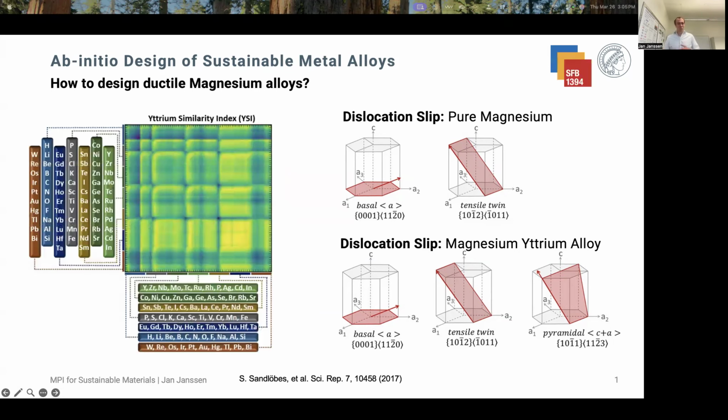Concretely, this means we screened the whole periodic table for other alloying elements, and we look for a ternary alloy. What we show here is the yttrium similarity index, and on the x-axis as well as the y-axis, we iterate over all the different elements in the periodic table. The yttrium similarity index combines different material properties, which we found to be a very good predictor for finding the pyramidal dislocation slip plane.